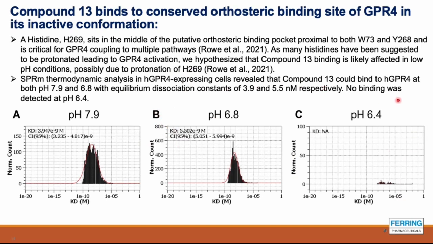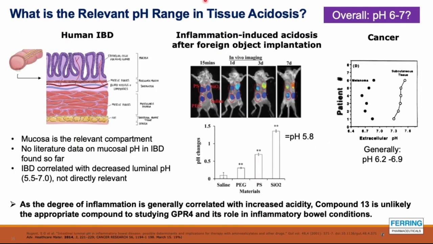No binding events basically, or very few, were detected at pH 6.4, which seems to confirm my hypothesis that in low pH condition, most likely due to the protonation of a number of histidines, including histidine 269 in the orthosteric binding pocket, in those conditions compound 13 cannot bind, explaining the pH dependence of compound 13 in our functional assay, and potentially explaining the lack of efficacy that we observe in our in vivo studies.